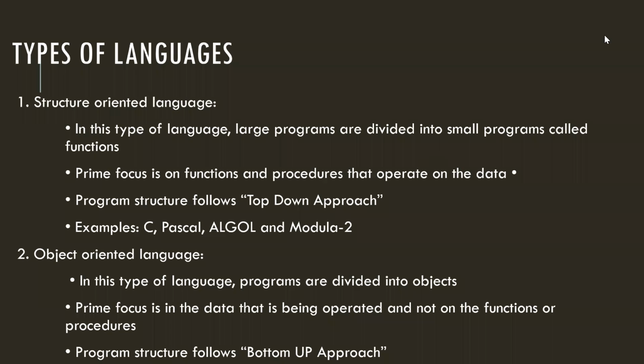Types of languages. Structure-oriented language. In this type of language, large programs are divided into small programs called functions. Prime focus is on functions and procedures that operate on the data. Program structure follows top-down approach. Example: C, Pascal, Algol, and Modula 2.